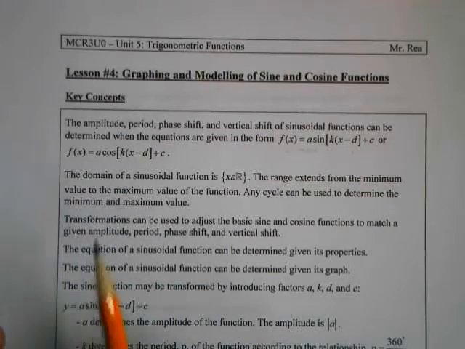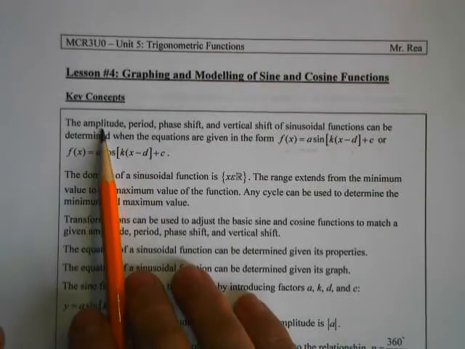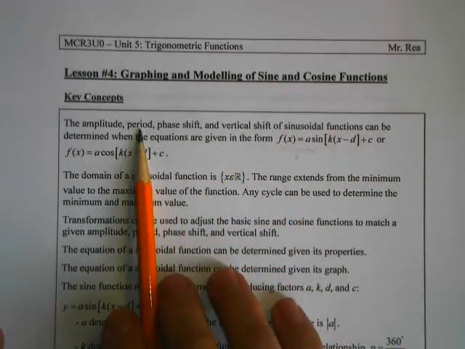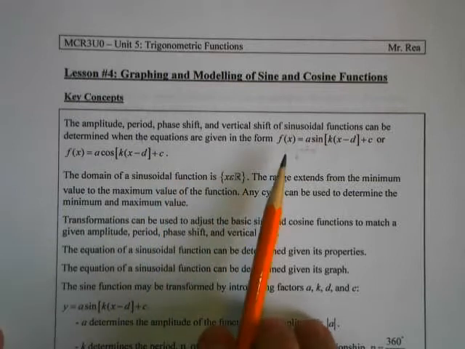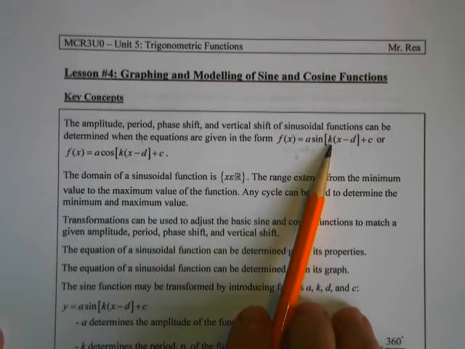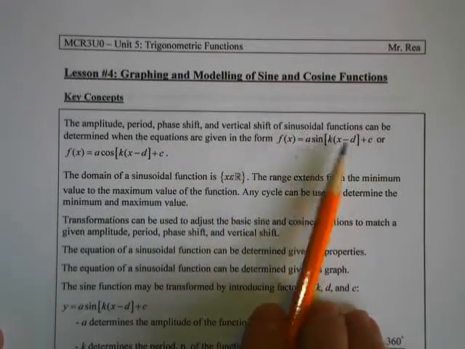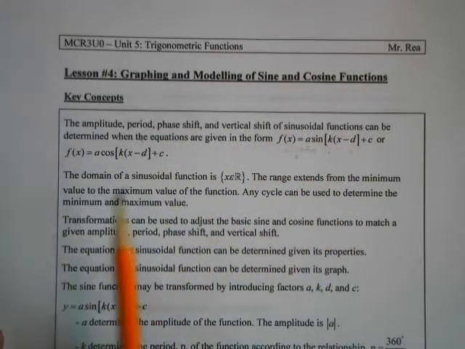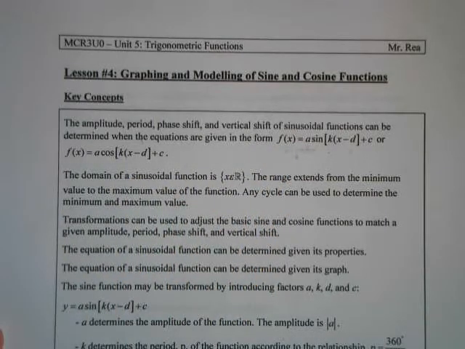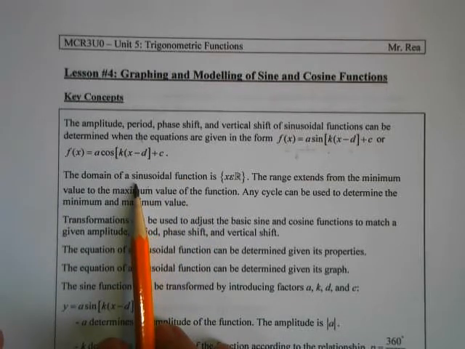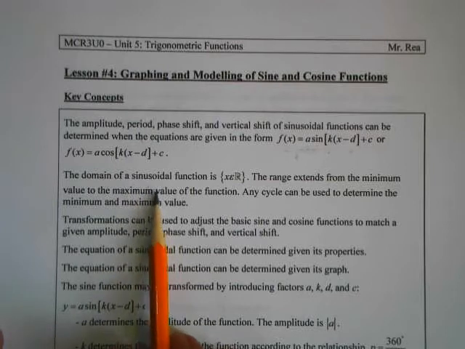Okay, so if I want to know the amplitude, I know I can get that from the absolute value of A. If I want to know the period, I know that's 360 degrees divided by whatever K is. The phase shift is equal to D, and the vertical shift is equal to C. And I can get that from either the sine or cos equations. In terms of the domain, for any sine or cosine function, the domain is all real numbers. It extends infinitely in both directions.